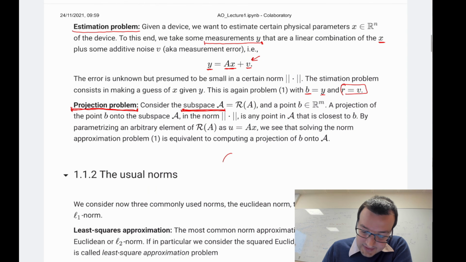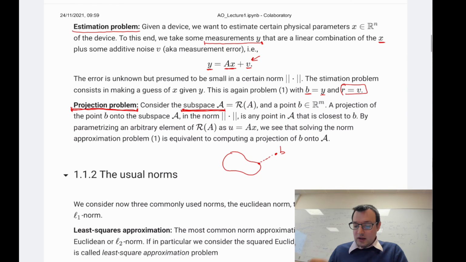So you can imagine, for instance, that this is our subspace. We have an external point b, and what we want to find is the closest point in the subspace to our given point b. So it's a projection problem, and as you see, given our parameterization of the subspace, which is all the vectors obtained by A times x, we want the distance to b to be minimized, and it is again our problem.